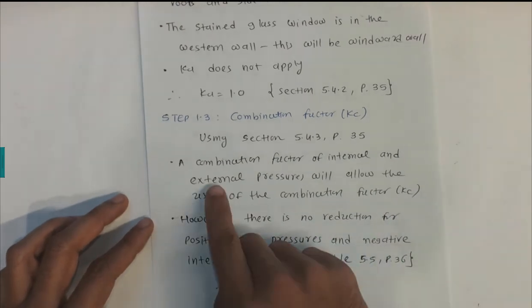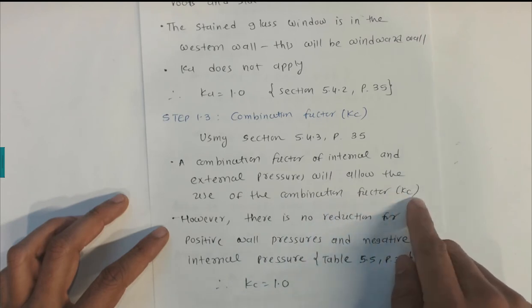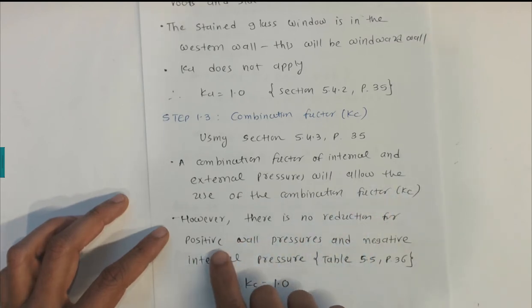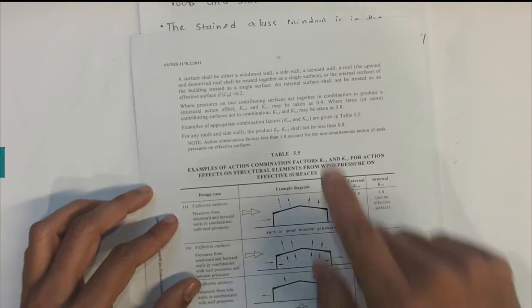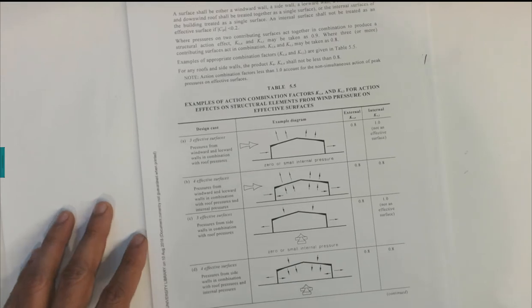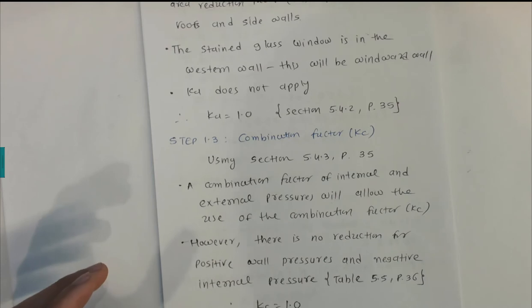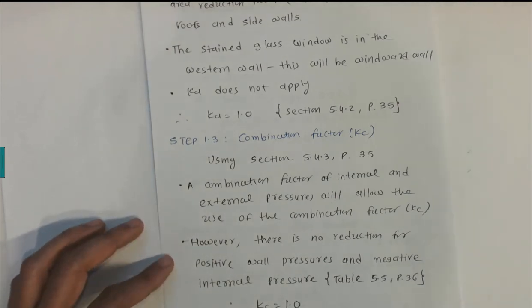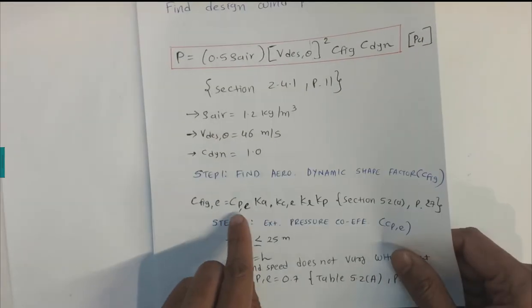Now, a combination factor for internal and external pressure will allow the use of combination factor KC. However, there is no reduction for positive wall pressures and negative internal pressure. There is no detail given, which is table 5.5. If you turn to page number 36, there are some details given about calculation of KC, but there are no details given in the example about reducing those internal and external pressures. So we are taking this KC value equal to 1. We calculated CPE value, KA, KC.